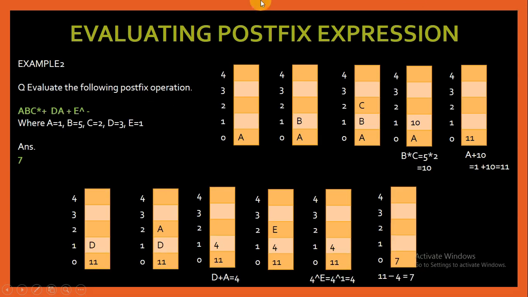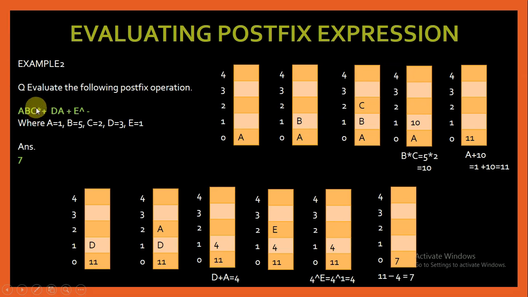Now let us consider one more example, and we will do it in another way like this. This is a mathematical expression which is given to us, and these are the values of A, B, C, D, and E. So let us evaluate it. The first scanned symbol, as you can see here, is A. A is an operand, so it will be pushed into the stack. The next scanned symbol is B. B again is an operand. This will be pushed into the stack. Next symbol is C. C again is an operand, so this will be pushed into the stack.